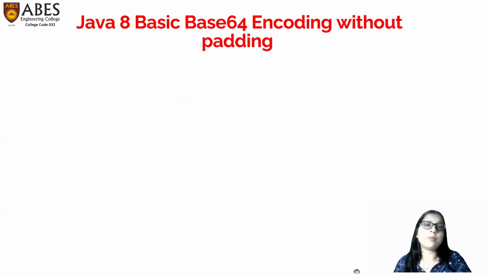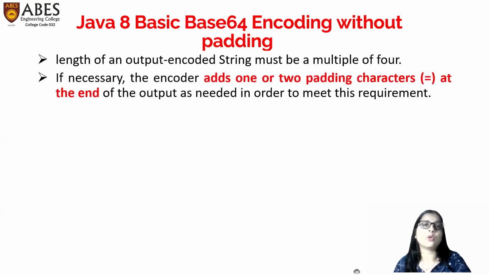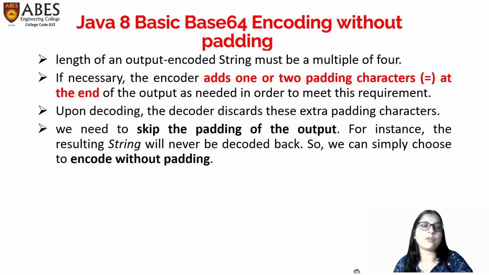Now, in this part, we are going to discuss what encoding with padding is. With padding, the length of an output encoded string must be a multiple of 4. So the encoder adds 1 or 2 padding characters at the end of the output as needed in order to meet this requirement. Also, in the process of decoding, the decoder discards these extra padding characters, and that's how you get your original message.